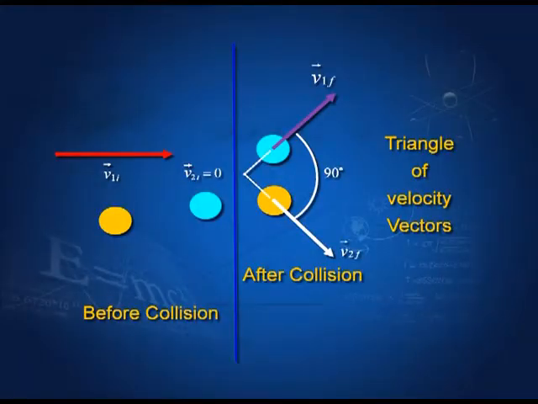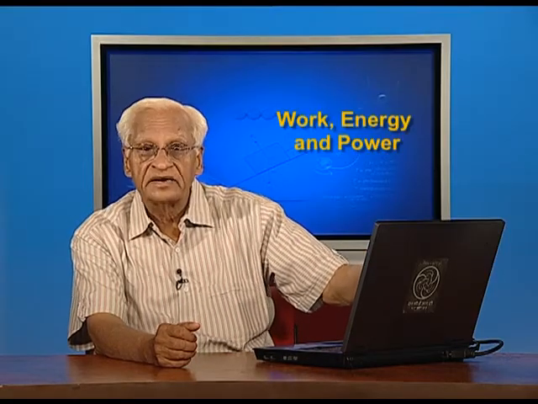Let us see. Here again, before collision, we have a particle coming with velocity v1i, v2i is of course 0. The target, remember, is at rest. They collide, and when they collide, the blue one moves in this direction with velocity v1f, and the yellow one moves in this direction, which makes an angle of 90 degrees with this direction, and this has now the velocity v2f. And v1f and v2f, as I have said before, are at right angles to each other.